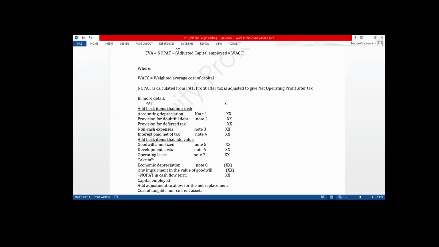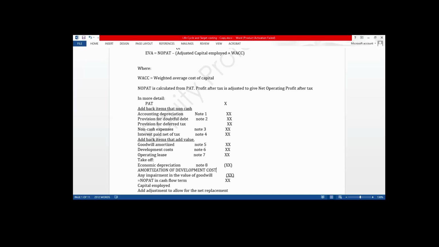Economic depreciation should be deducted. Number two is amortization of development costs. This is missing here. Amortization of development costs. Now, what do we mean by amortization of development costs?